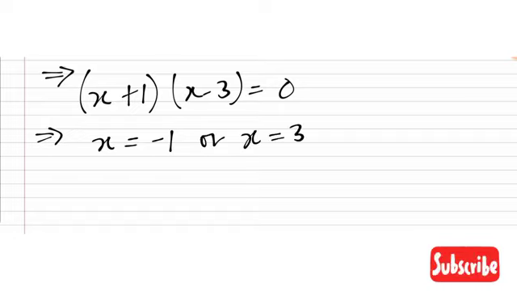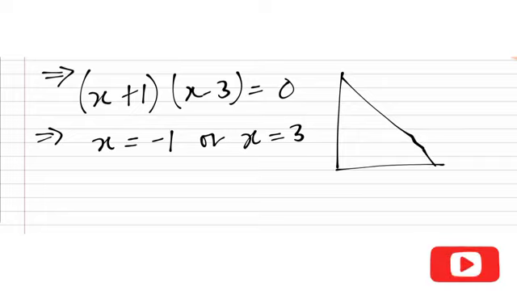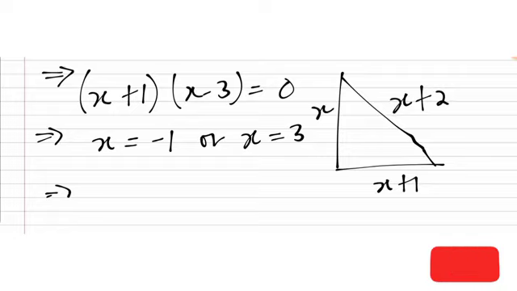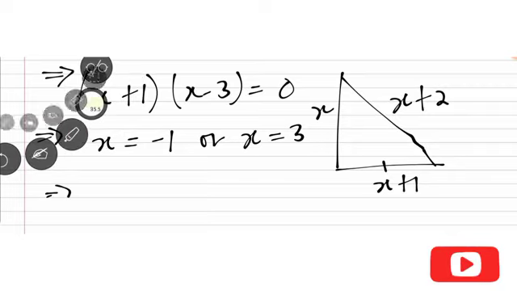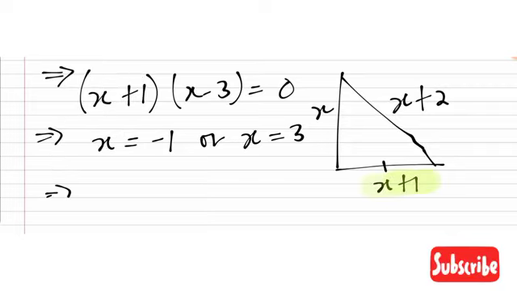Now it is time to determine which one is the best solution, because we have two possible values of x, but we need to test which one is the right answer, which one is valid. If we bring the diagram back, we can have x plus 2, then we have x plus 1 here, and then we have x here. Now if x is minus 1, this one here is going to be 0, and you cannot have 0 distance.